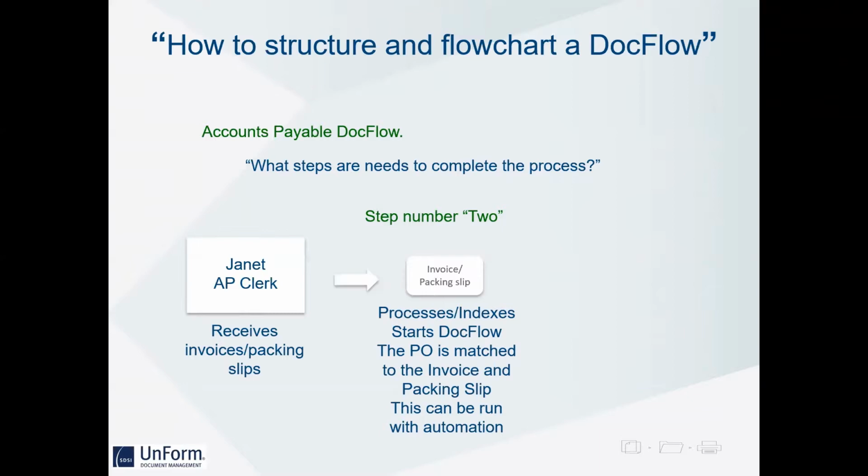And when the packing slip comes in, it matches to the packing slip. When the receiver document is entered in the system, we capture all of them. So now we have 3 to 4 documents. It's all done automatically, and the process is ready to go. So Janet reviews, confirms, and it moves to the next step.